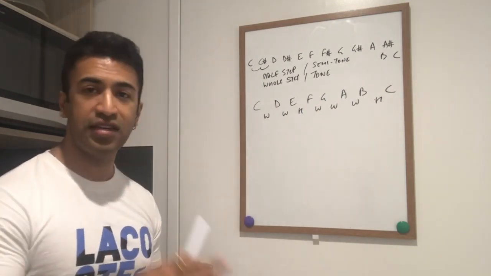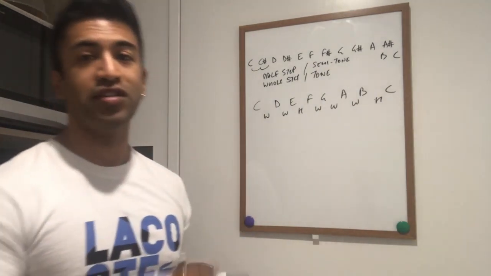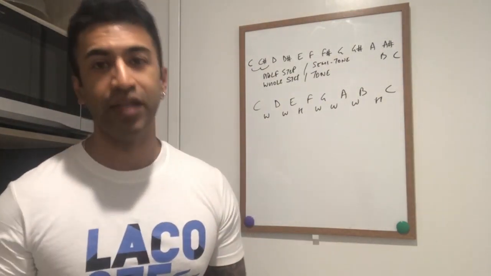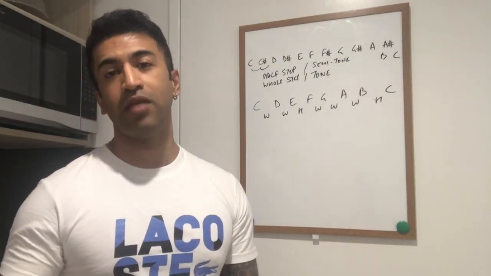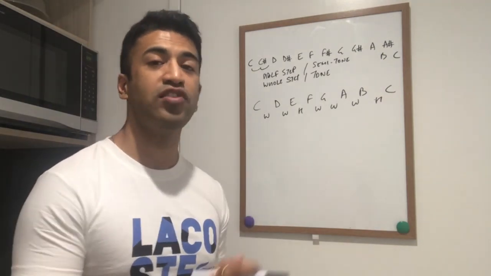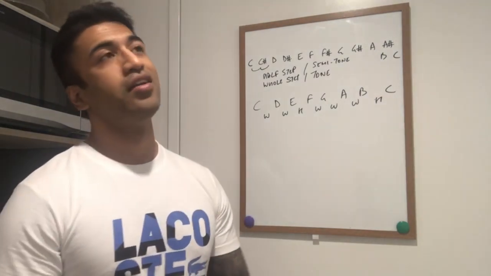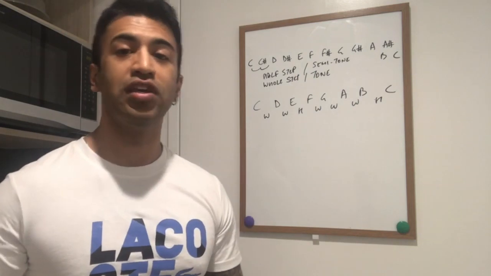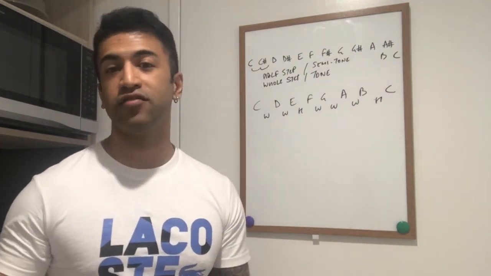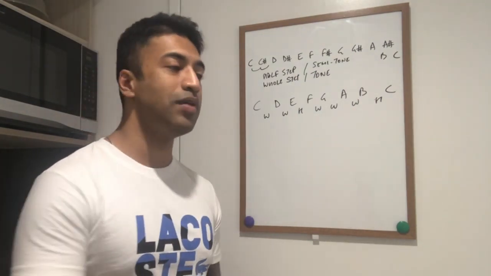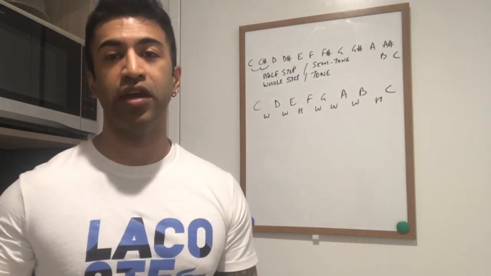So C major: C, D, E, F, G, A, B, C. D major: D, E, F sharp, G, A, B, C sharp, D. E major: E, F sharp, G sharp, A, B, C sharp, D sharp, E. F major: F, G, A, B flat, C, D, E, F. G major: G, A, B, C, D, E, F sharp, G. A major: A, B, C sharp, D, E, F sharp, G sharp, A. B major: B, C sharp, D sharp, E, F sharp, G sharp, A sharp, B.